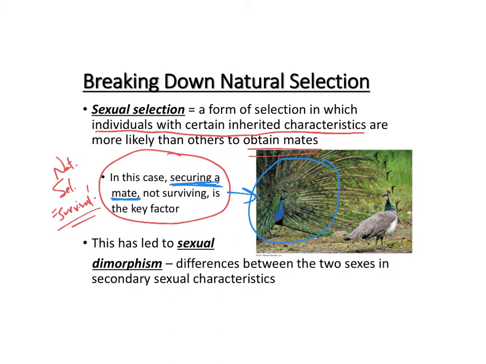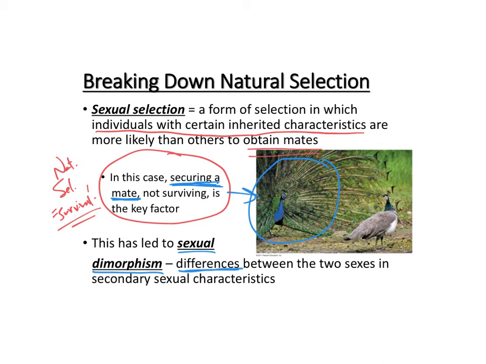Now, this actually has led to a phenomenon, particularly in the animal world, referred to as sexual dimorphism. And this is sometimes a little bit hard to understand, I think. Sexual dimorphism is differences between the two sexes of a species, right? So we think that sexual selection is what has caused males to look different than females, because males are trying to get a particular look that females will be attracted to.